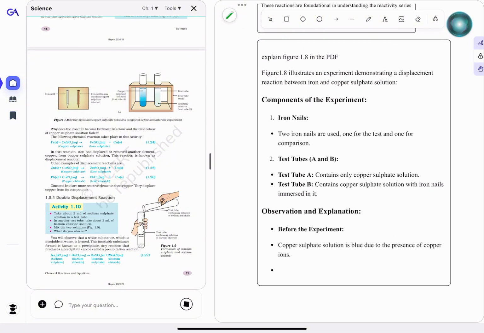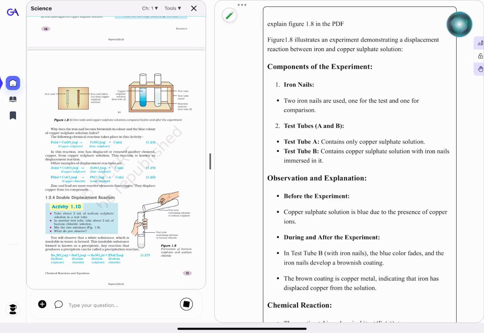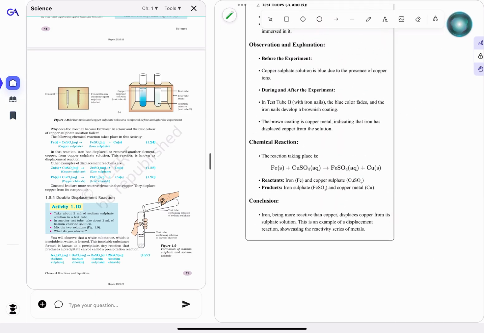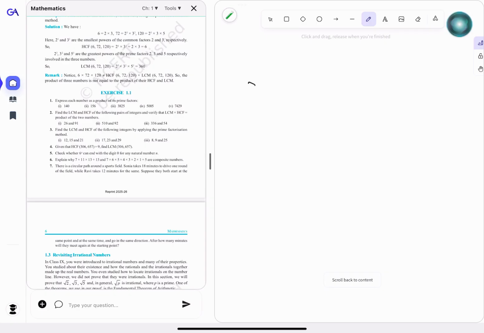Figure 1.8 illustrates an experiment demonstrating a displacement reaction between iron and copper sulfate solution. Components of the experiment.